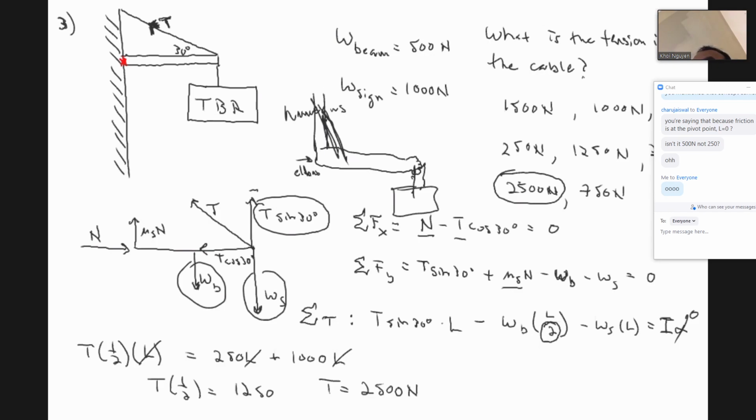Someone was asking me how I got the summation of torques and how I got all the equations. So the lever arm here is L over 2. The lever arm all the way to here is just some length L, right? So from the distance of the pivot point to where that force is acting is my lever arm. Okay? Awesome.